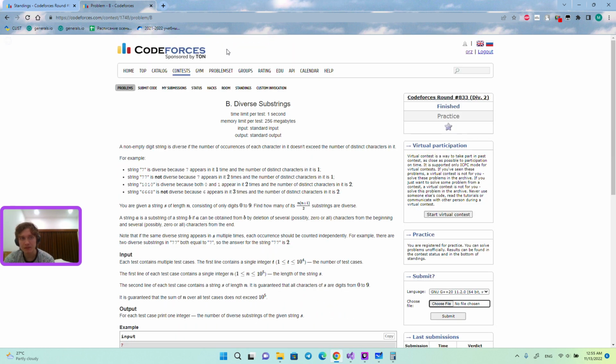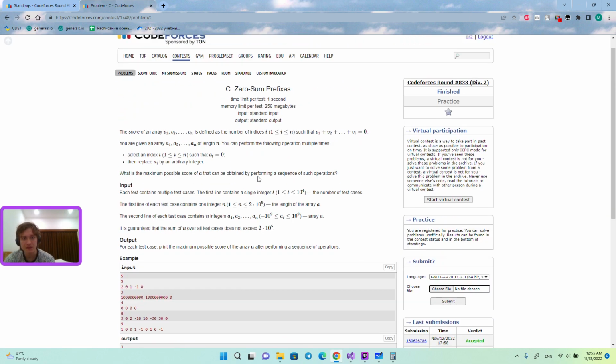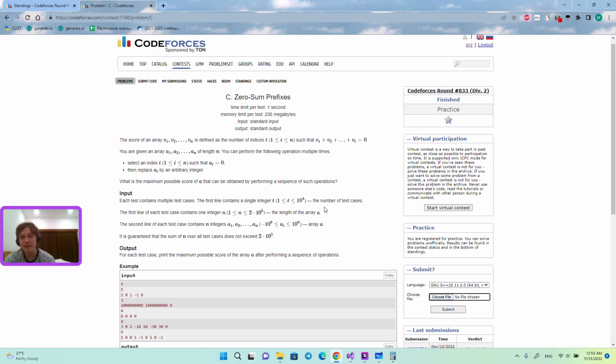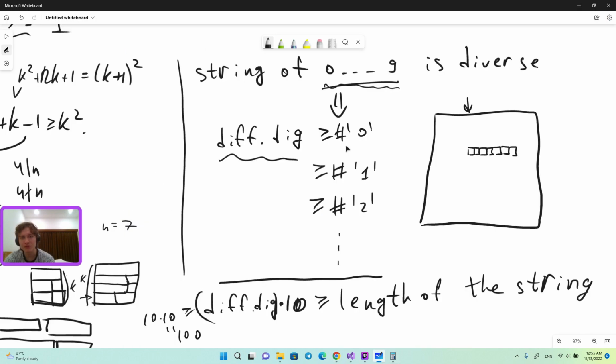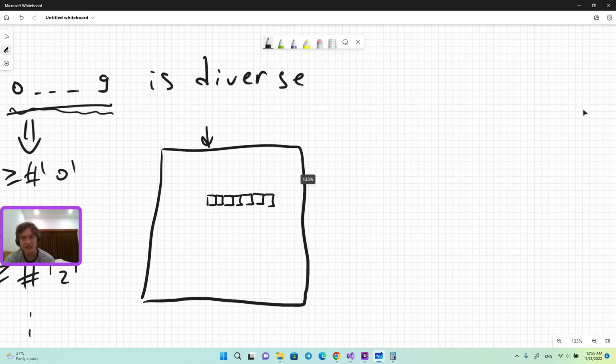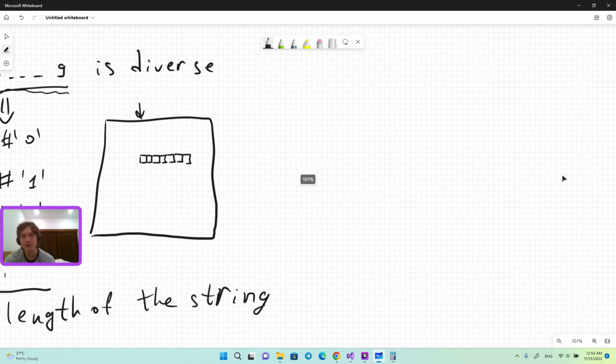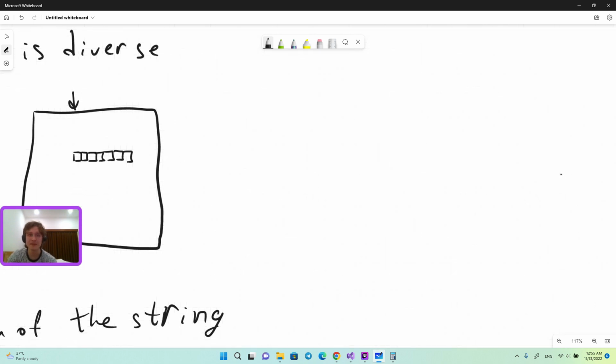Now we continue with problem C, Zero-sum prefixes. I kind of struggled with this problem because of long, and this is not a sign of professionalism of any kind. But nevertheless, I will explain this problem.